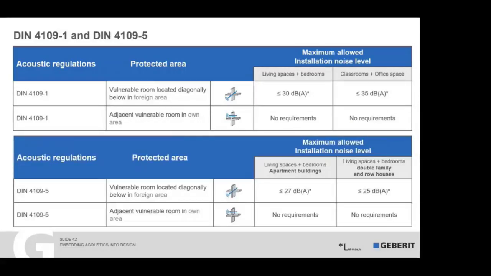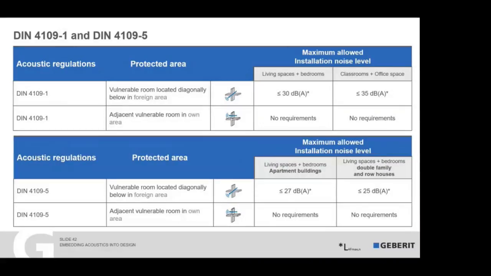When we look at 4109-5, we have actually the same scenario, but the values, as I said, for the higher protection are 3 and 10 decibel lower, and this is also the same for diagonally and also the adjacent vulnerable room in your own area. So those values are fixed.